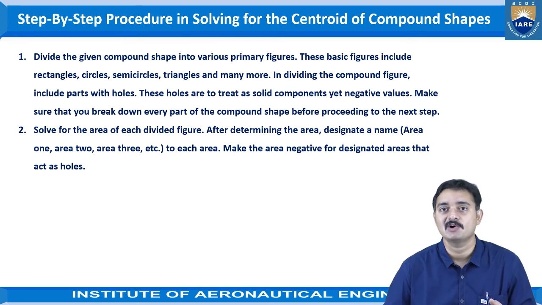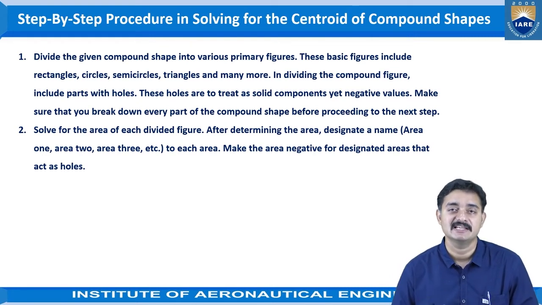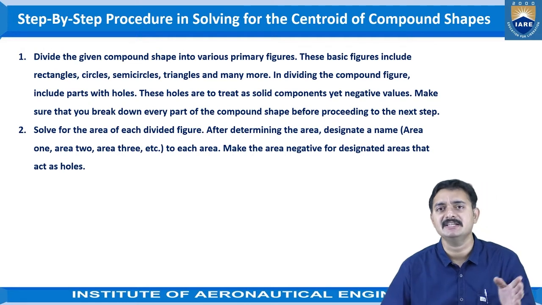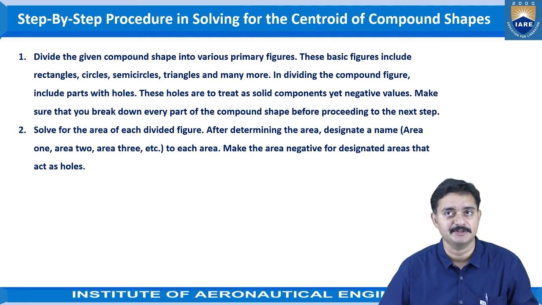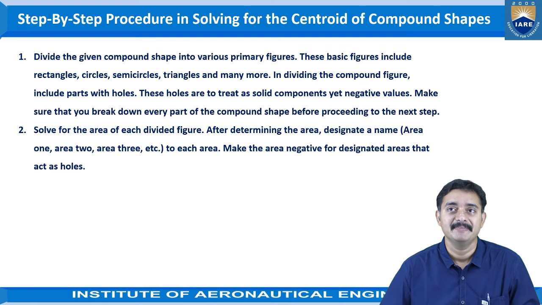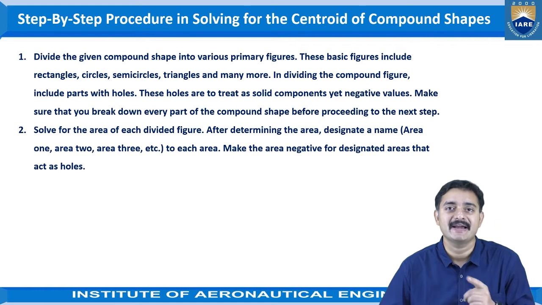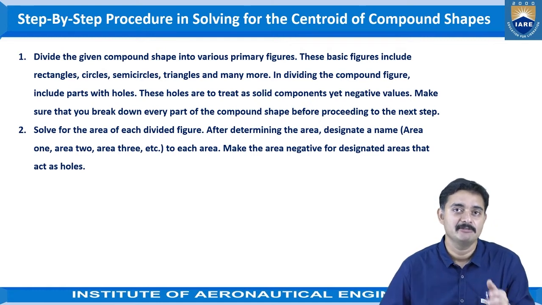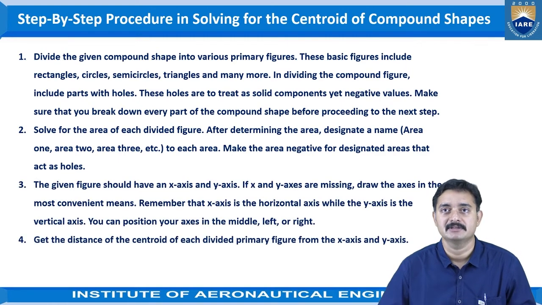So first we will be solving the areas of each divided figure. After determining the area, designate a name like area 1, area 2 and area 3 for the divided shapes 1, 2 and 3 respectively. Make the area negative for designated areas that act as holes, right? That means we will be considering minus area for the holes, while the remaining areas stay positive.